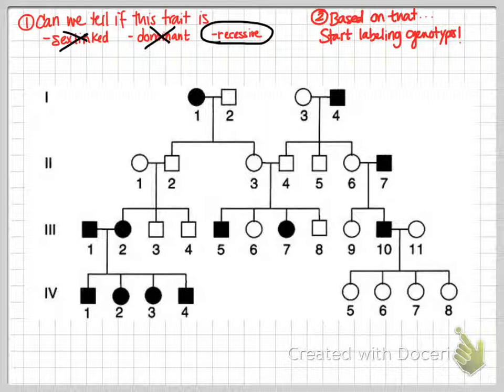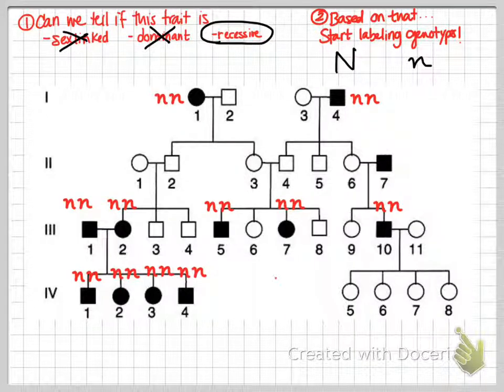Now, based on that, can we label any genotypes? Well, if we use big N for not affected or normal, and little n for affected with whatever the trait is, one thing we can do immediately is label all of the affected individuals. If this is a recessive trait, all the affected individuals have the same genotype. Now that we have all the affected individuals labeled, let's see who else we can label.